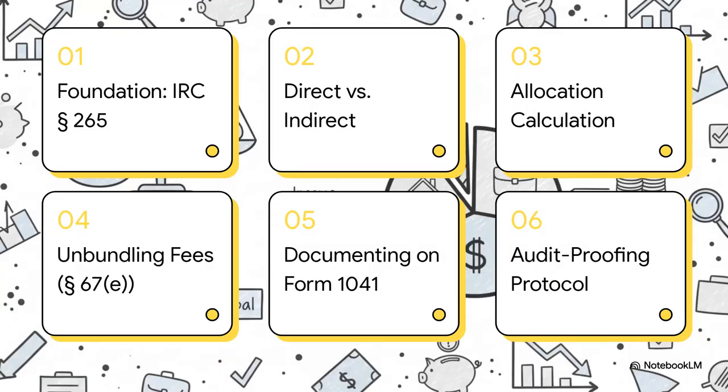So here's our game plan. We'll start with the foundational rule, IRC Section 265. Then we'll get into the real nuts and bolts: sorting your expenses, doing the core calculation, and tackling the whole issue of unbundling fees. After that, we'll cover how to get it all down on Form 1041 correctly, and we'll wrap up with the protocol you can use to stay out of trouble.